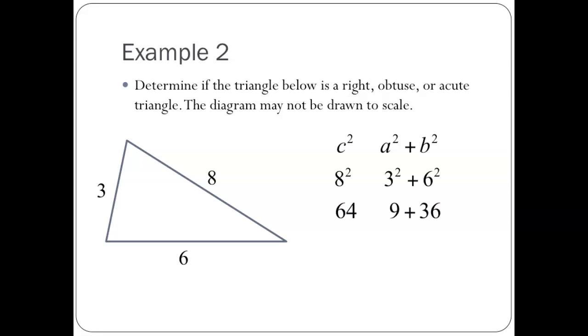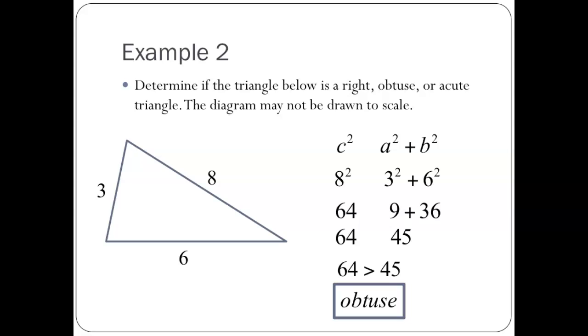Alright, 8 squared is 64, 3 squared plus 6 squared, that's 9 plus 36. So 9 plus 36 is 45, and now we compare 64 and 45. Now we know 64 is greater than 45, which means that c squared is greater than a squared plus b squared, which means that this must be an obtuse triangle.